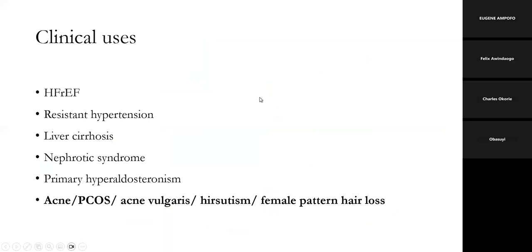So clinical uses of spironolactone: heart failure with reduced ejection fraction, resistant hypertension. It has other non-cardiac uses: liver cirrhosis, nephrotic syndrome, primary aldosteronism, and off-label uses for acne, polycystic ovarian syndrome, hirsutism, and female pattern hair loss. And it's even been used for feminization in other places.